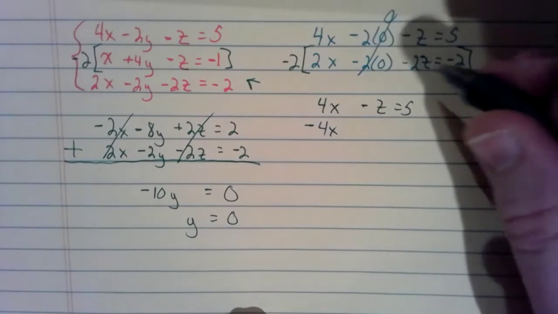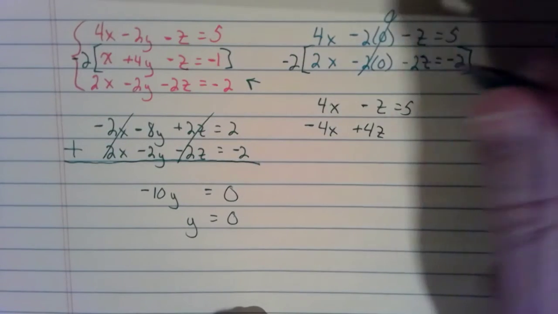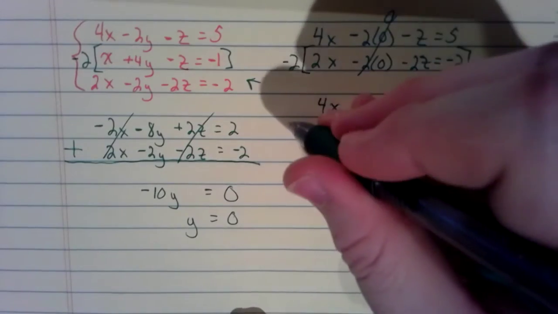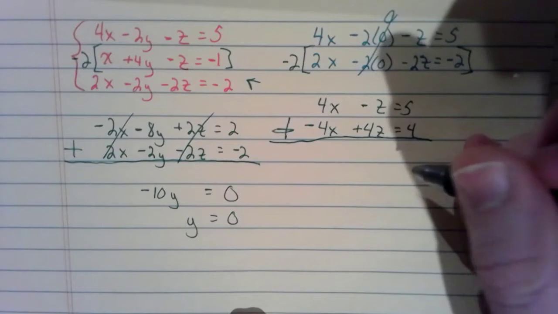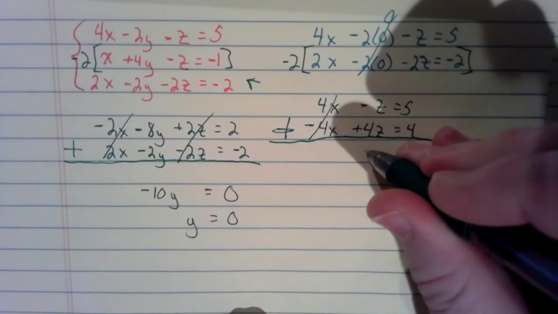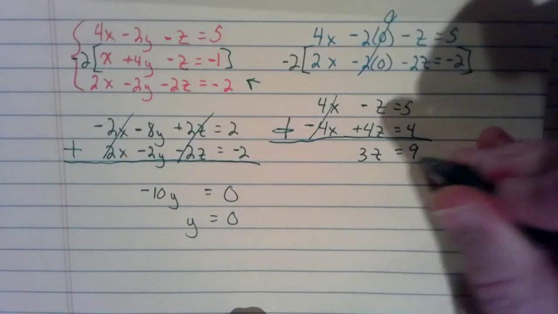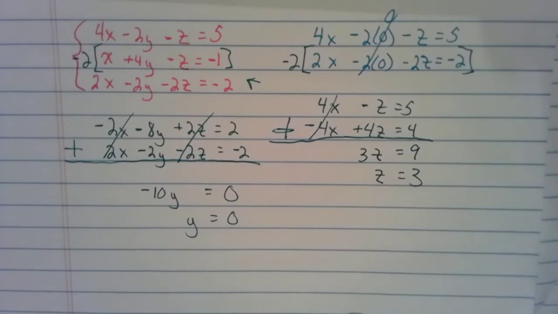Negative 2 times negative 2z plus 4z. Negative 2 times negative 2 equals 4. I'll go ahead and add these two equations together because they have opposite signs and opposites attract, right? So those eliminate. Negative z plus 4z is 3z. 5 plus 4 is 9. Divide each side by 3. I find that z equals 3.